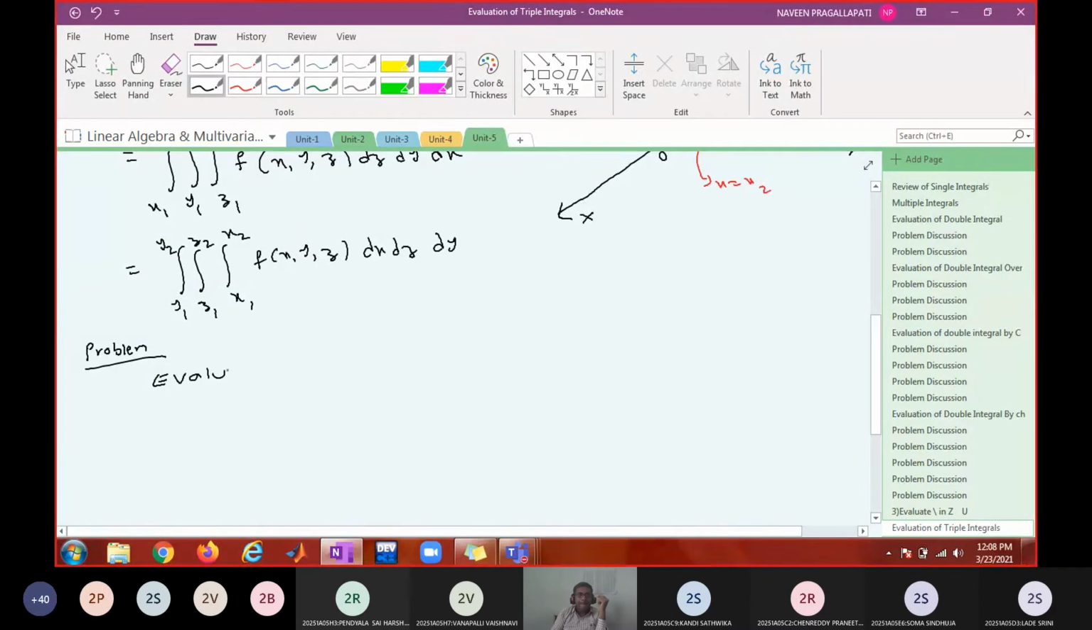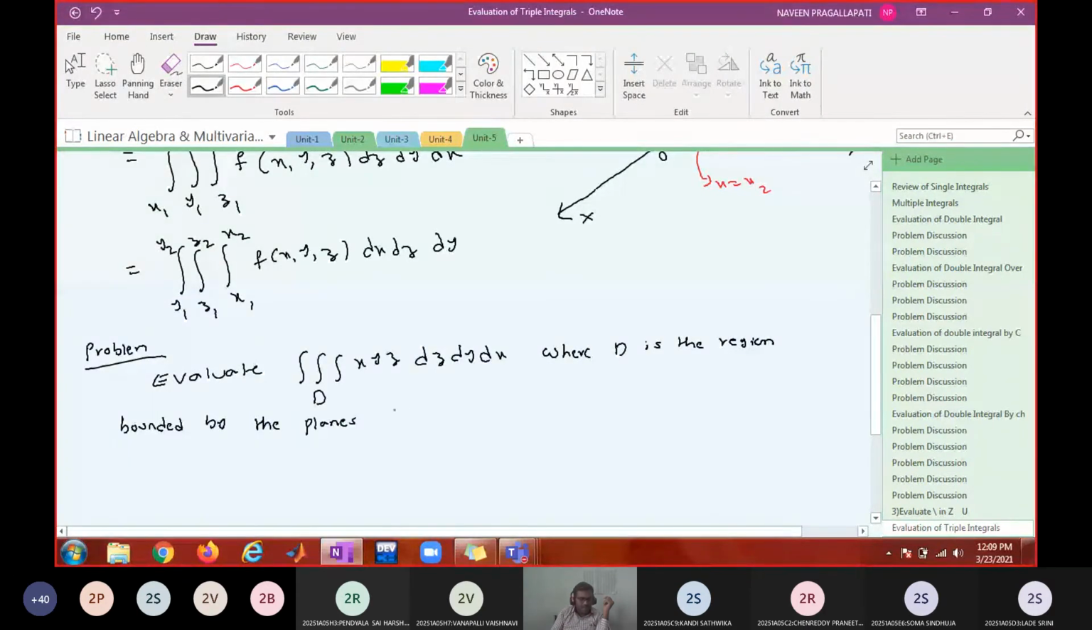Evaluate the integral of xyz dz dy dx over the domain D, where D is the region bounded by the planes x equal to 0, y equal to 0, z equal to 2, x equal to 2, y equal to 2, and z equal to 4.